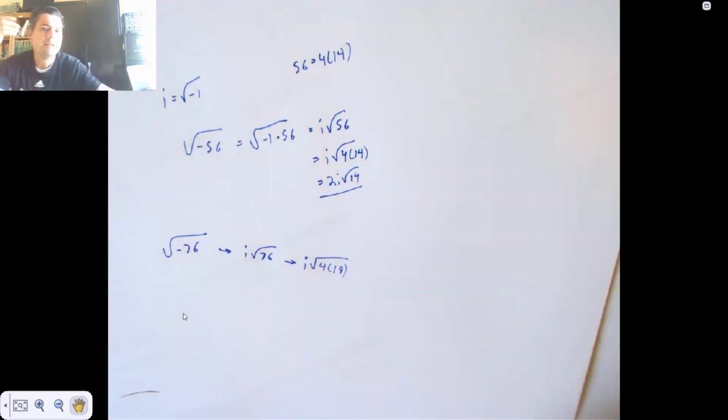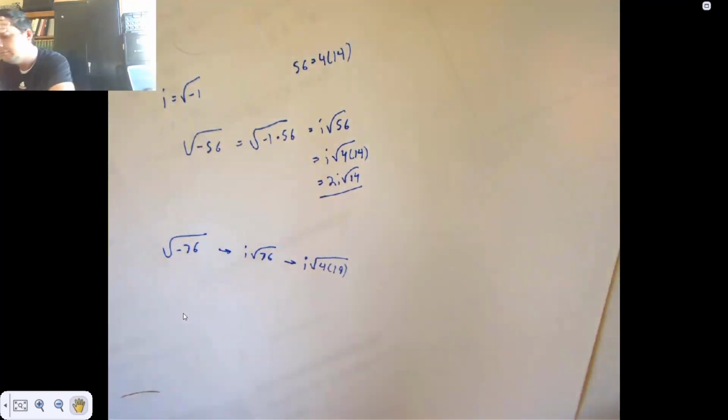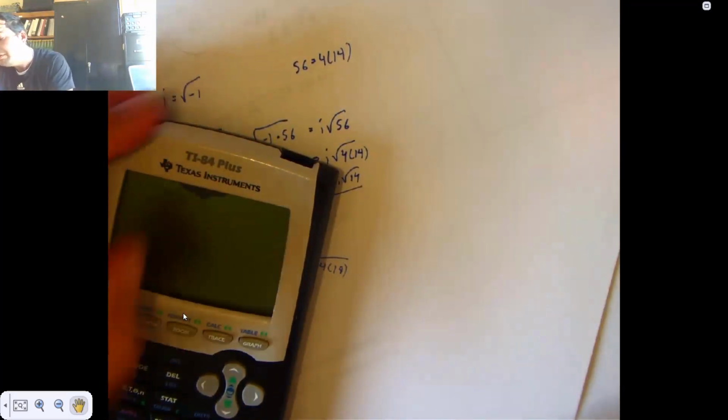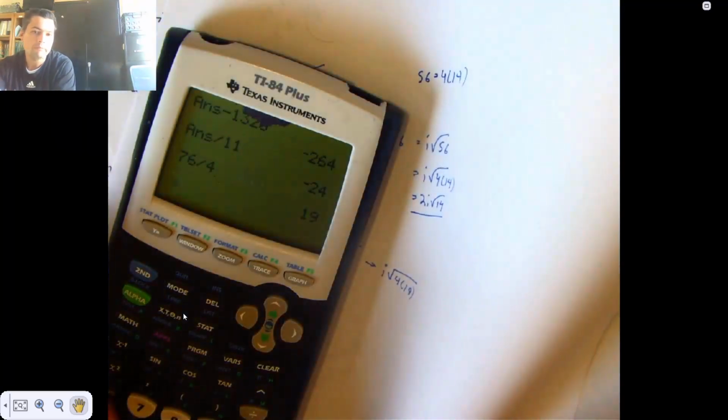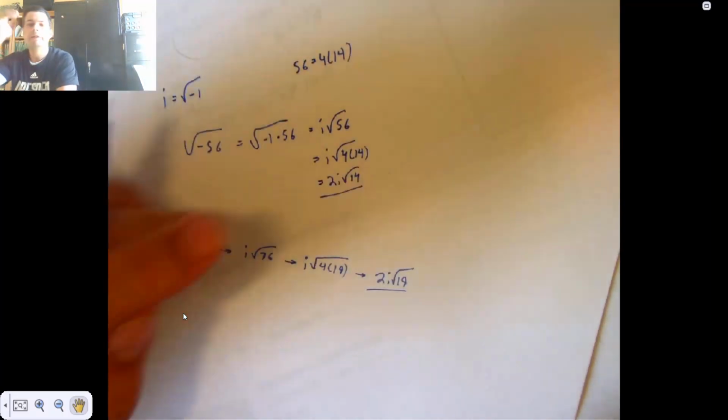And some of you kids are going to have to play around with a calculator. The reason I'm making you memorize your squares: if you know your squares, you know your square roots. But you might have to play with the number 76 divided by 4, and it's 19. So the root of that 4 would be 2. So 2i root 19. Final answer.